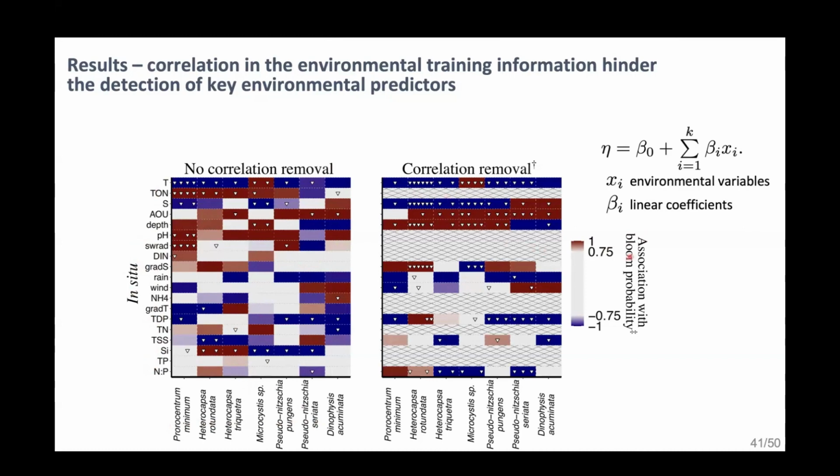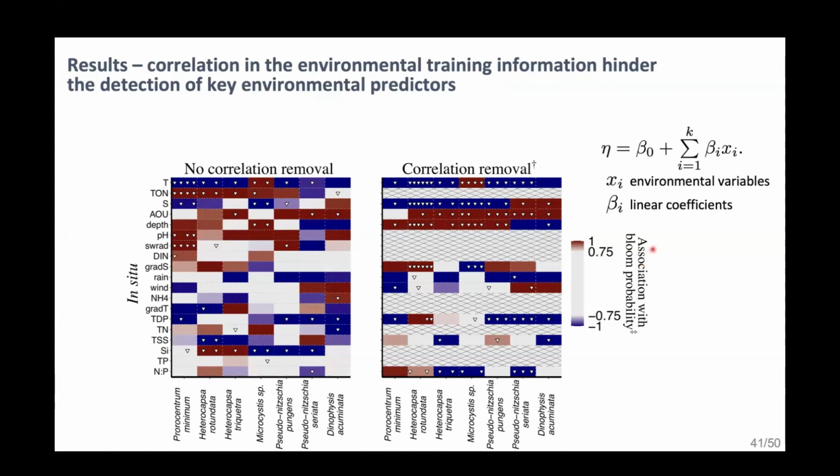Then the color depicts what we call the association with bloom probability. When the color is red, it means that the environmental variable is associated with an increase of bloom probability. When it's blue, it means that the environmental variable is associated with a decrease of bloom probability. For example, temperature: we see that for most taxa, we have a negative association between temperature and blooms. Only for Microcystis, we see a positive association, and that's just because Microcystis, like I said, typically blooms in summer months. So the higher the temperature, the higher the probability.